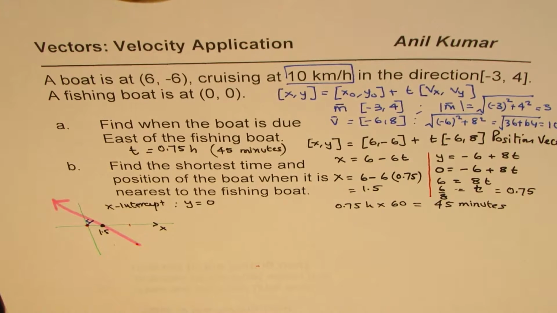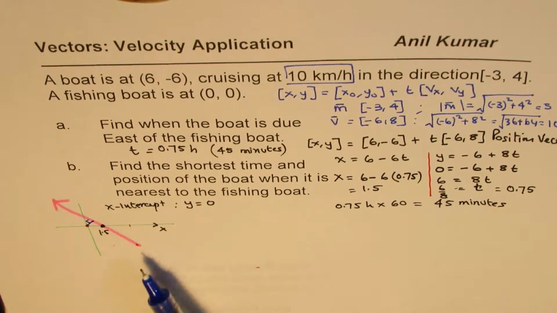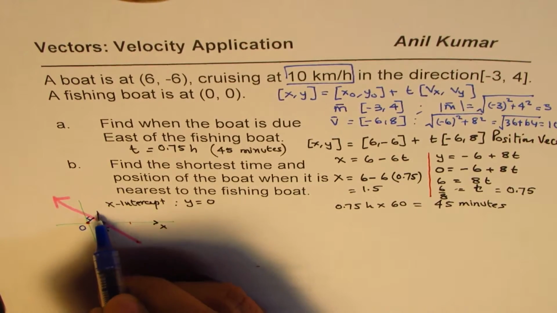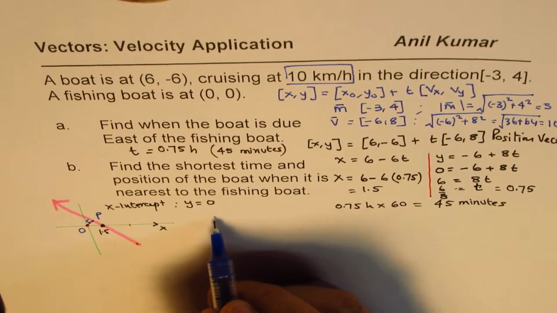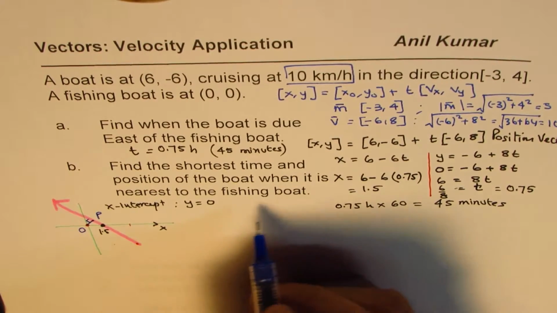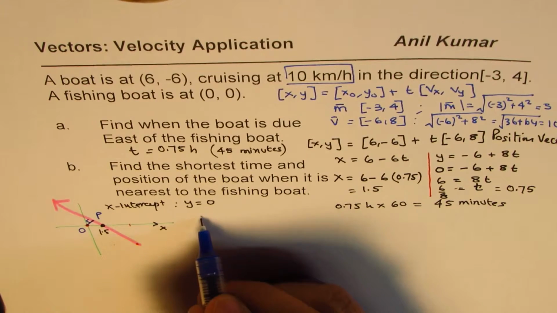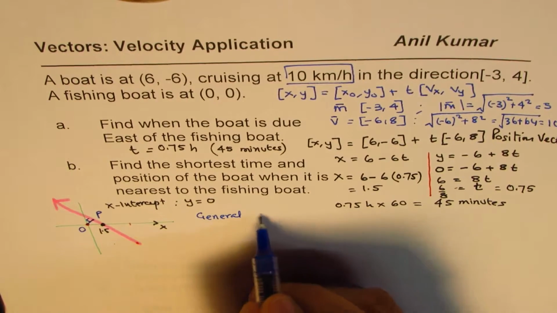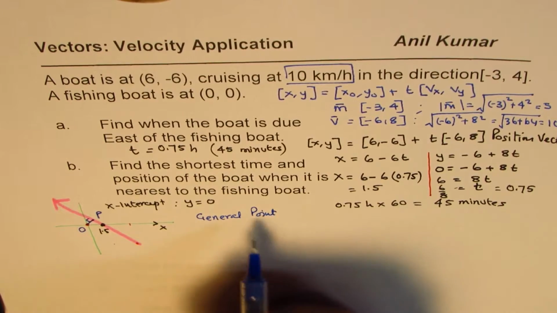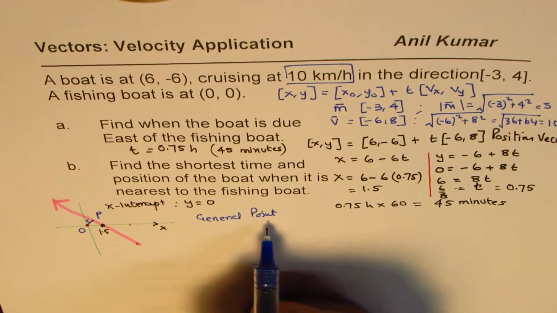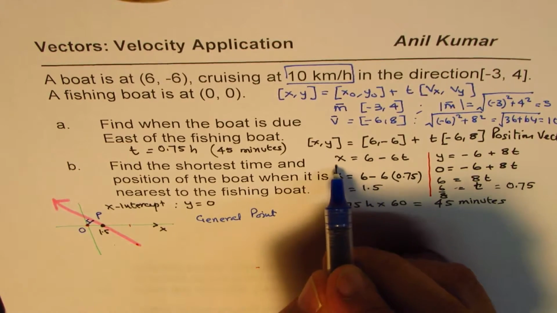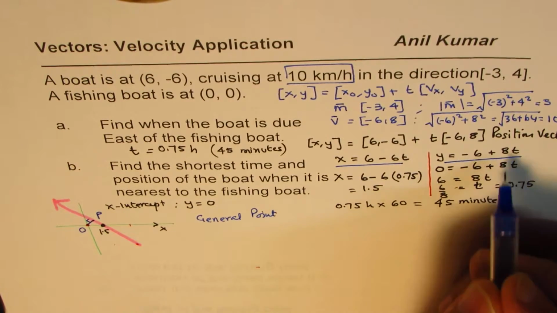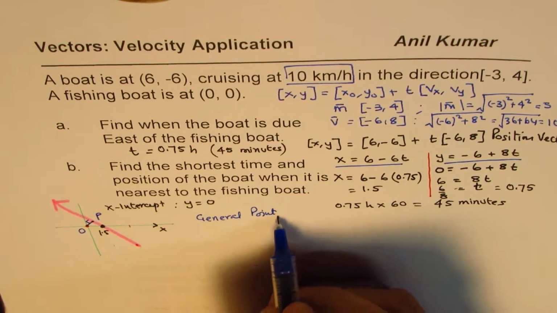Now, we know the direction vector for the line, so that is the slope m. Let's say this is O, and we'll consider a point P here which makes the shortest distance. So any point P on the path of the boat, a general point P, what is the equation of that? Well, the equation is right here. The x value is 6 minus 6t, and the y value is minus 6 plus 8t. Now let the general point be P.